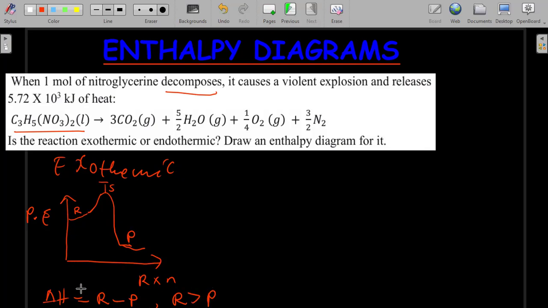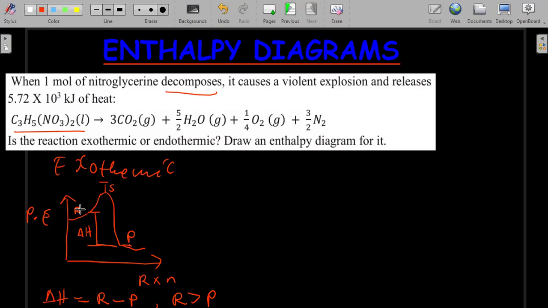So in that case, the energy difference between the reactants and the products is what we call the enthalpy change. Here you can say the energy difference from here to there. That is what we call the change in enthalpy. So that's what we have.